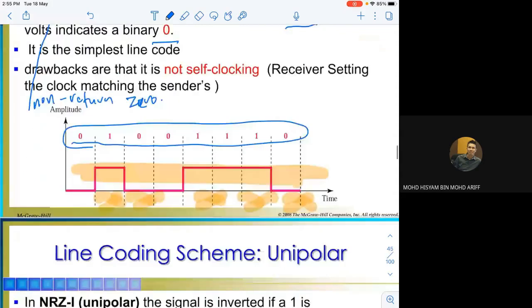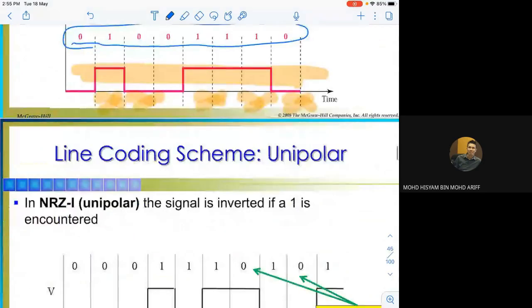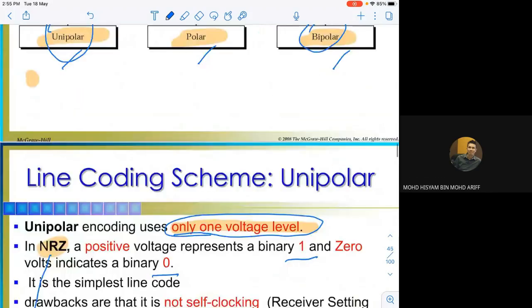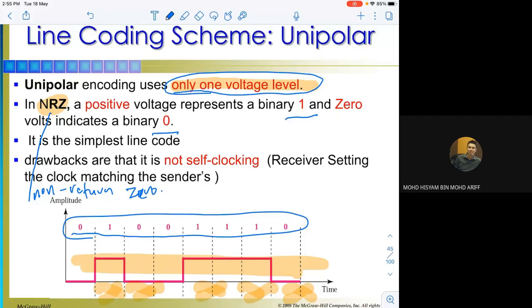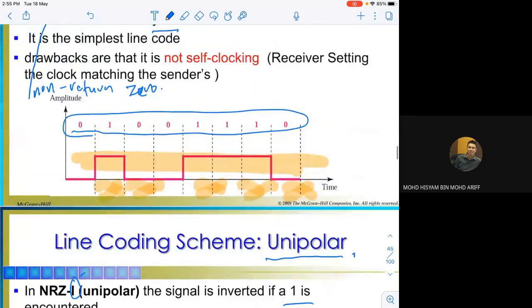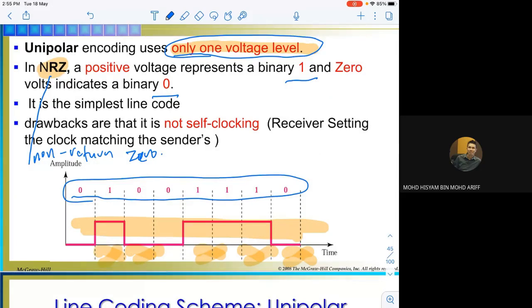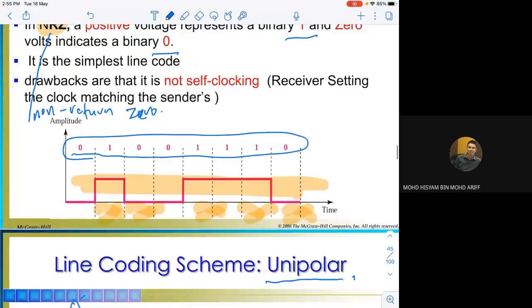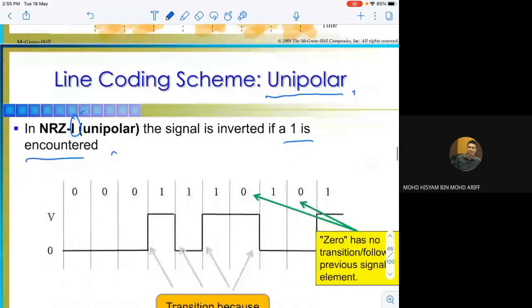Now, kita pergi pada unipolar. Okay, tadi ni unipolar kan? Ini non-return zero. Now, non-return zero I, the signal is inverted if 1 is encountered. Yang ni lain sikit tau. Yang ini tadi non-return zero. Sebab tu saya kata kena understand the term. This one unipolar non-return zero.